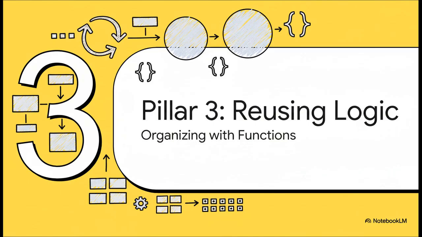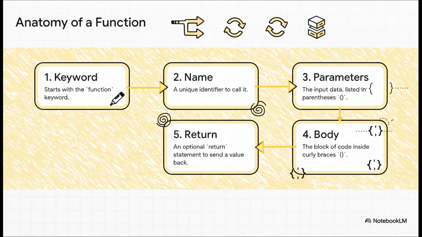But what happens when you need to do the same combination of things in like 10 different places? Just copying and pasting code is an absolute nightmare. And that brings us to our third and final pillar: functions. Think of functions as named, reusable recipes for your code. You write the recipe once, and then you can just call it by name whenever you need it.